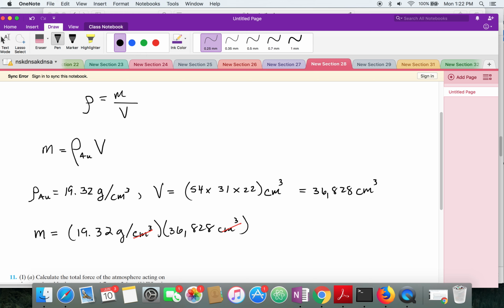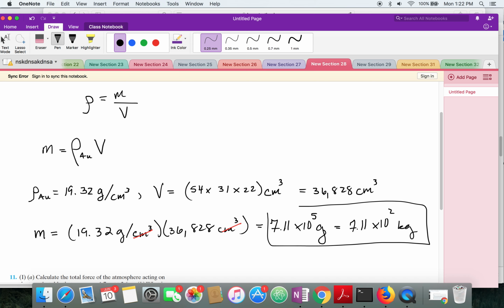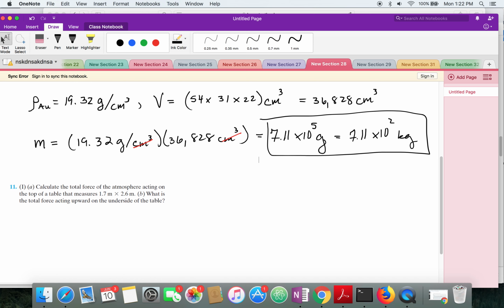We can write this in scientific notation. We go to 4 sig figs here because of the multiplication. So that would be 7.11 times 10 to the 5 grams. Or we could write this as kilograms, which would be fewer by a factor of 1,000. So this would be 7.11 times 10 to the 2 kilograms. So either of these would be fine. Okay, on to number 11.